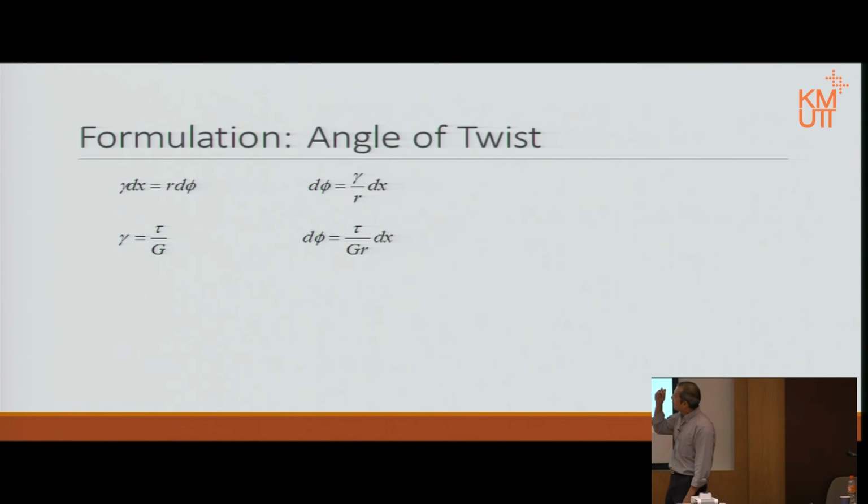Now gamma is good. The only problem we have is that we have no linkage between gamma, the shear strain, and what we know from the static side, from the mechanics side, which is torsion. But we have a relation between the shear stress and torsion, and we also have a relationship between the shear strain and the shear stress.